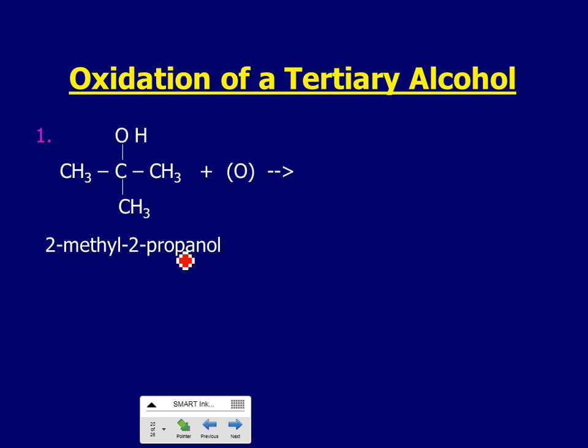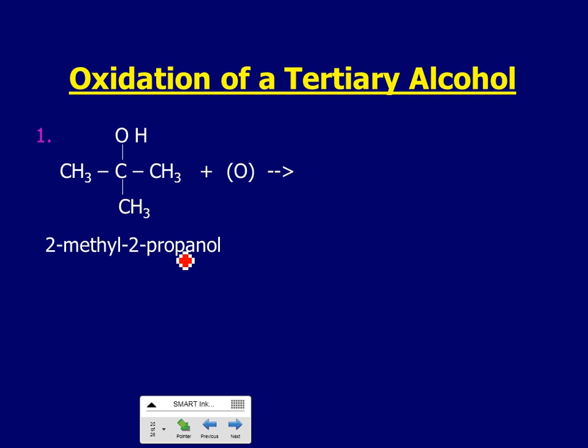Remember we talked about that a couple days ago? That's how you can tell whether an alcohol is primary, secondary, or tertiary. Primary, it's got to have a number 1, right? Secondary, it's got to have a number 2 without a branch with the same number. Tertiary, it's got to be a number 2 with a branch with the same number. So that's a tertiary alcohol.